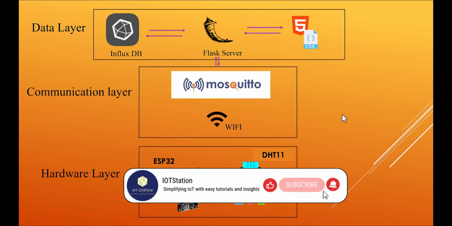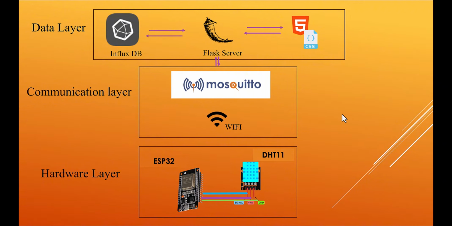As you can observe, this ESP32 IoT project includes several layers. The first layer is the hardware layer. The hardware includes the ESP32 module and the DHT11, which is the sensor for temperature and humidity. It senses the temperature and humidity data, and then pushes this data to the ESP32.